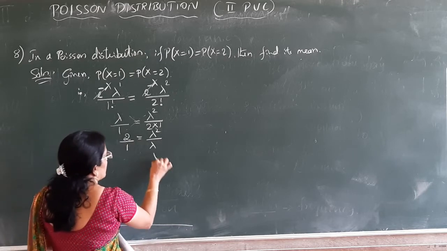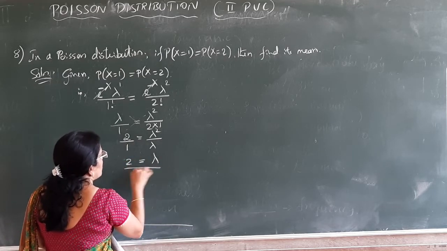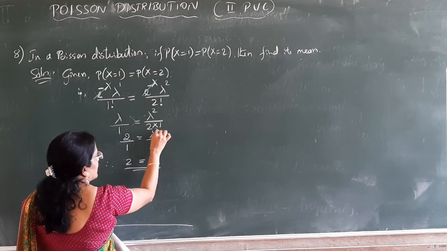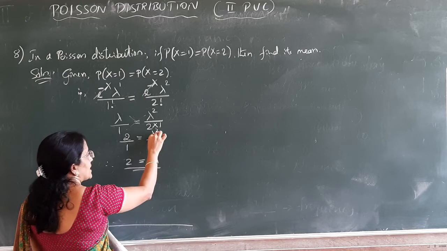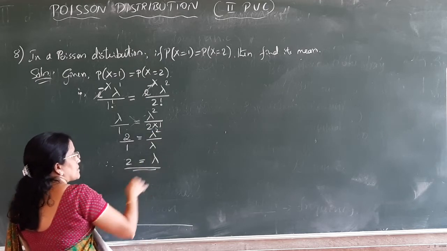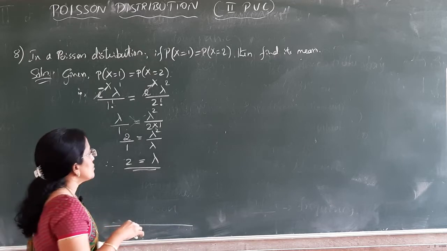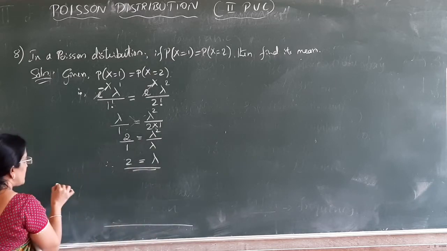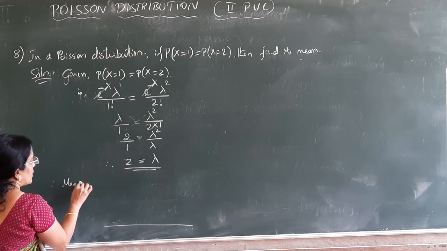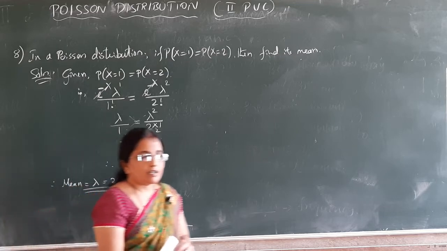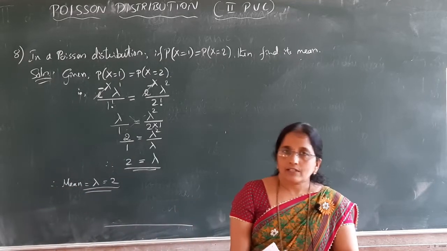Now simplify, you will get lambda equal to 2. Therefore, lambda equal to 2. Now lambda square, lambda 1, here one lambda cancels, right? So lambda cancels, then the lambda remains. Lambda equal to 2. So once you know lambda equal to 2, then it is asked to find the mean. Therefore, mean equal to lambda, which is equal to 2. Now it is one of the important 2 mark questions.